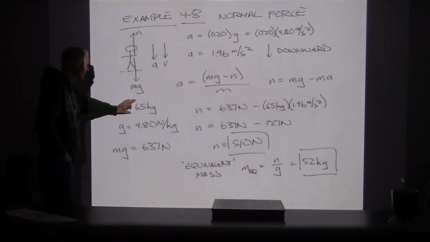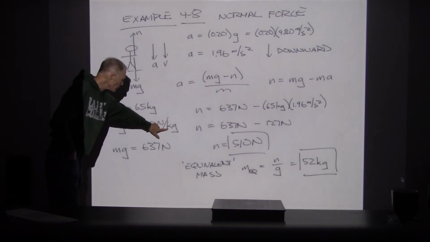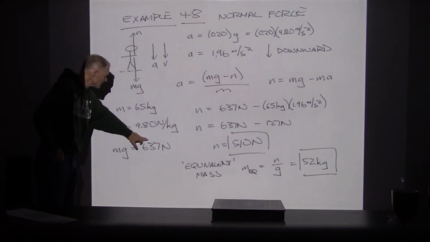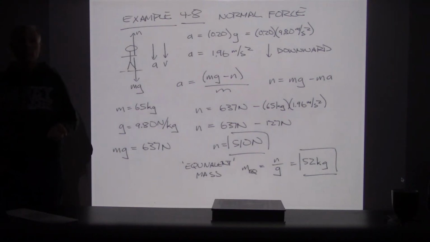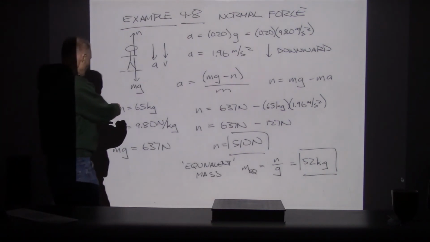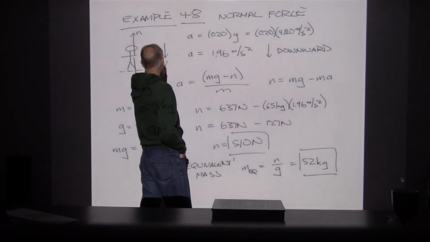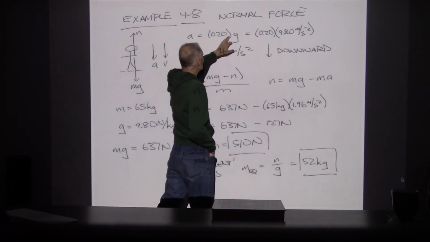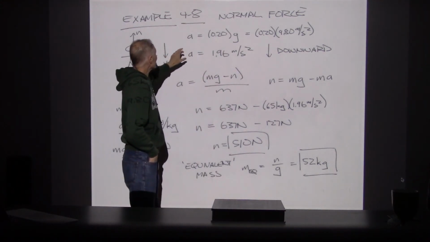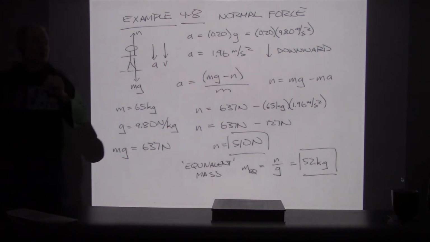The person's 65 kilograms. The gravitational field of Earth, 9.80 newtons per kilogram. When we multiply those together, the kilograms cancel out. Mg turns out to be 637 newtons. And that's going to stay the same throughout the problem. So I can use that 637 newtons for the gravitational force. Now, they told us that the acceleration that this person is undergoing is 0.2 g. So we can put those numbers in. The acceleration is 1.96 meters per second squared, and the acceleration is downwards.